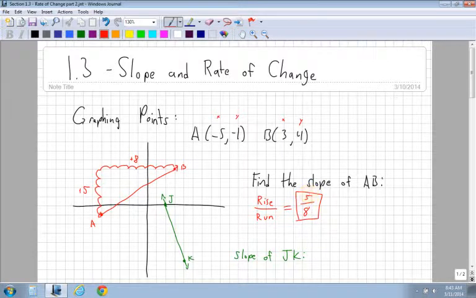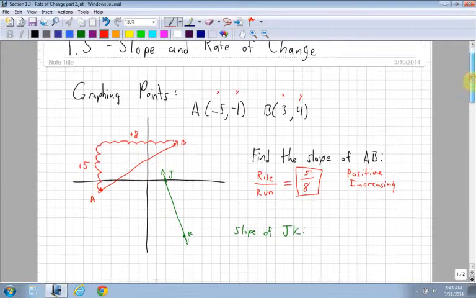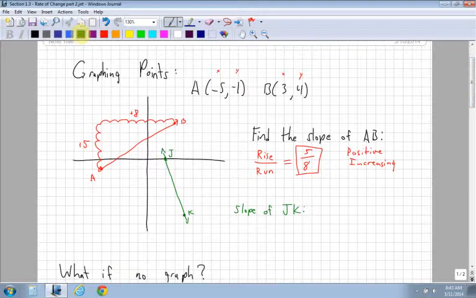And that's my slope. Remember, this is positive, and it's increasing. You can see that because my line goes up and it goes to the right, like going upstairs. So positive, increasing. Now let's look at the slope of JK.